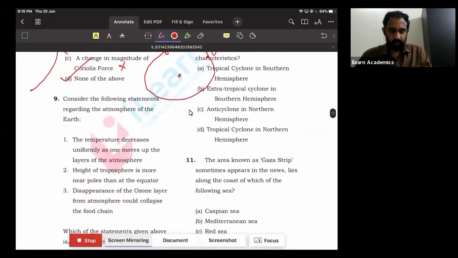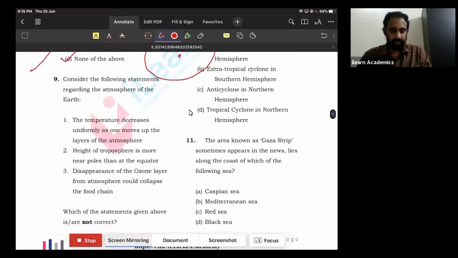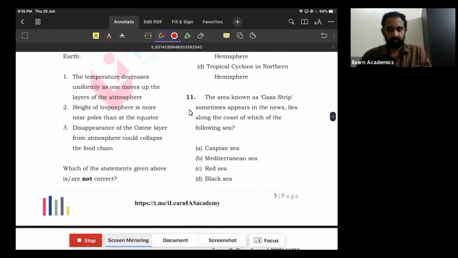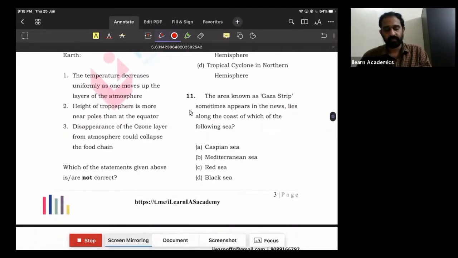Look at question number 9. Question number 9 says, you have to consider the statements regarding Earth's atmosphere. The first statement says, the temperature decreases uniformly as one moves up the layers of the atmosphere. The temperature decreases in the troposphere, but temperature increases as we move up in the stratosphere. So we can eliminate this particular statement.